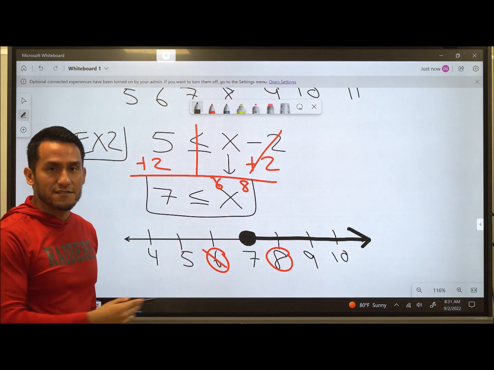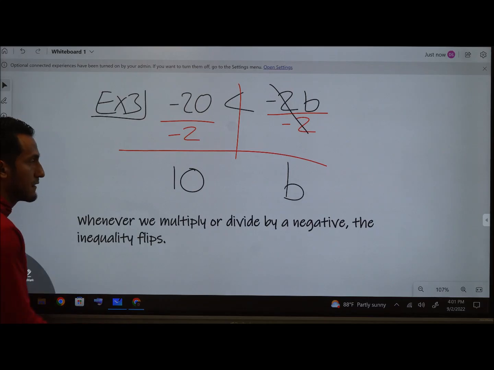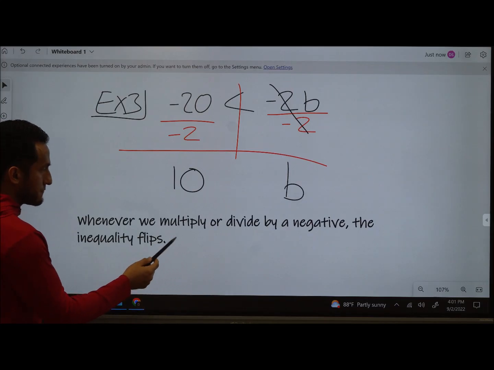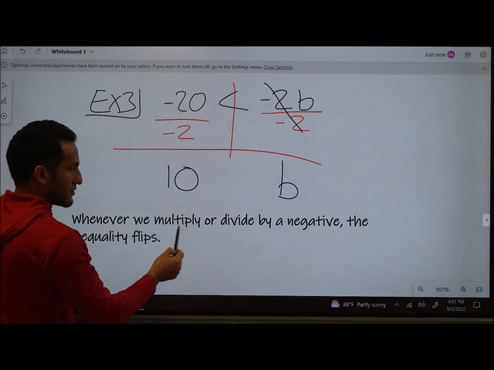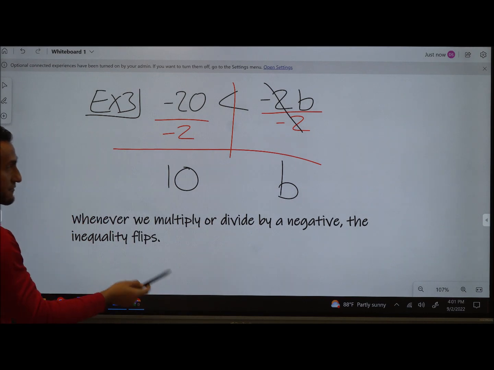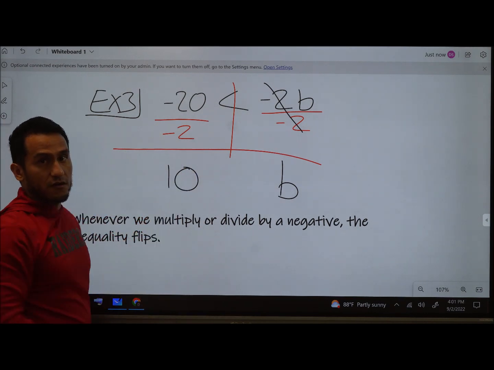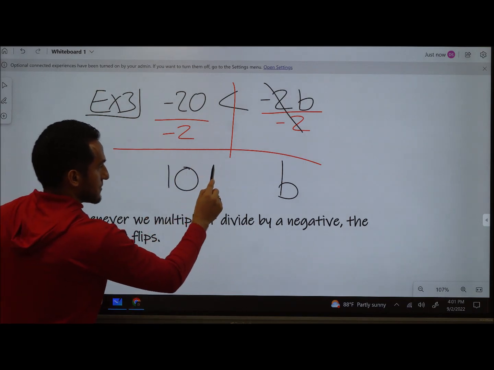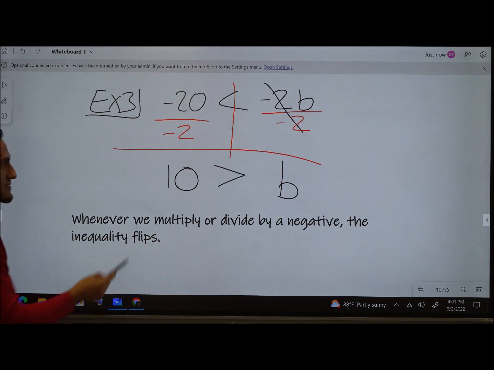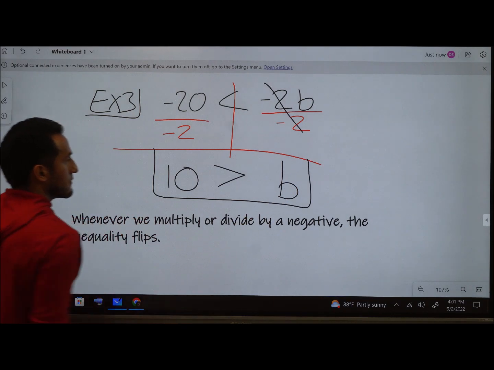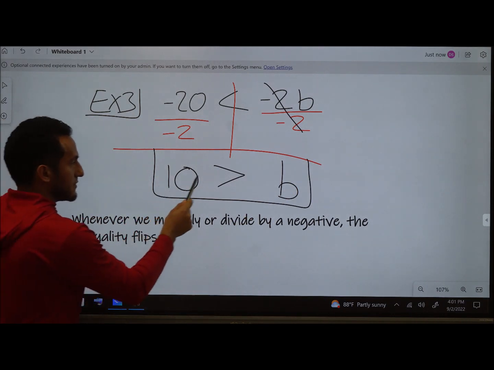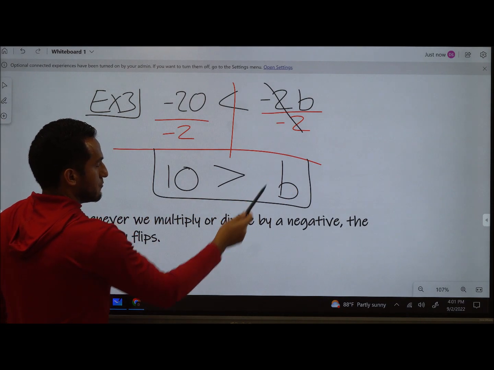That's how you know you're going to go in that direction, to the right. So this is the note, guys. When we multiply or divide by a negative, the inequality flips. So originally the inequality was a less than sign, now it flips to become a greater than sign. And this is your answer, guys. 10 is greater than B.